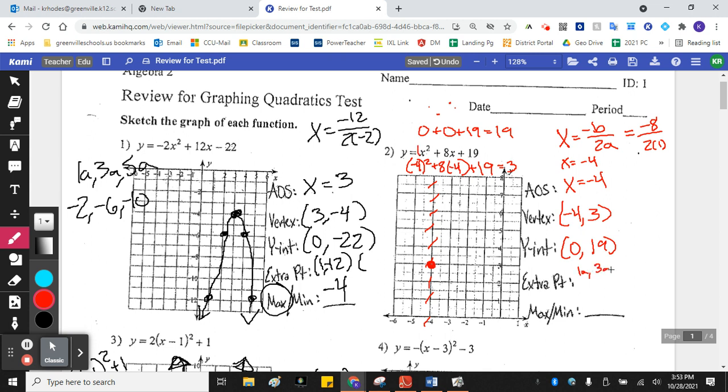Extra point, 1a, 3a, 5a. A is 1, so 1, 3, and 5. So from my vertex, I go up 1, right 1, and reflect it. From my new point, I go up 3, right 1, and reflect it. So any of the points I just drew are good extra points. Just name one of them.